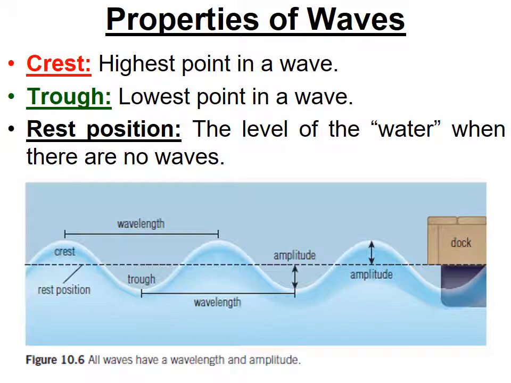So now we're going to study the different parts of a wave. The highest point on a wave, so if we're looking at the wave in this picture over here, the highest point is called the crest. The lowest point on a wave is called the trough. The rest position would be the position of the wave, or in this case, because we're studying water, the position of the water, when there are no waves. So this dotted line over here is really in between the crest and the trough.